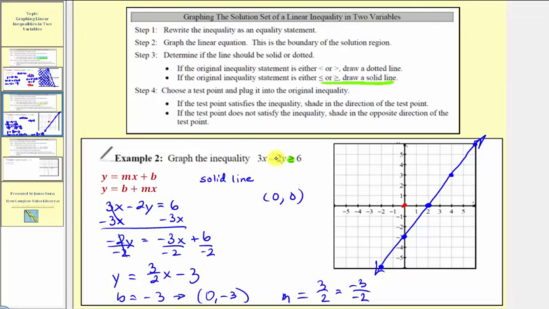Substituting this into the original inequality, we'd have 3 times 0 minus 2 times 0 greater than or equal to 6. Simplifying, notice how this is 0 and this is 0, so we just have 0 is greater than or equal to 6. Well, this is not true, or false, and because the test point was on this side of the line, we shade in the opposite direction on the opposite side, which means our solution set this time is on this side of the line.